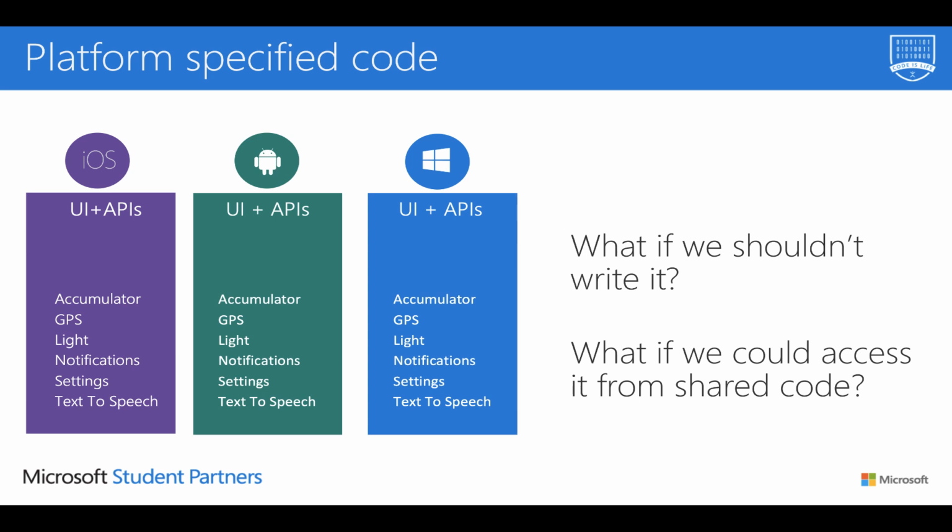Or let's make this simpler example. I want to use the camera or GPS or text-to-speech recognition. And so do I need to write it 3 times? Actually, even in Xamarin, yes, you need to write it 3 times.